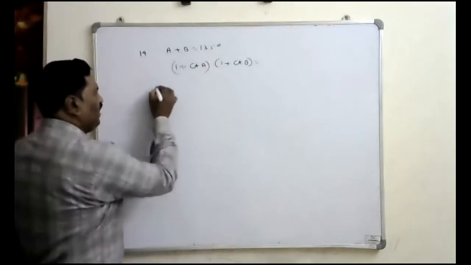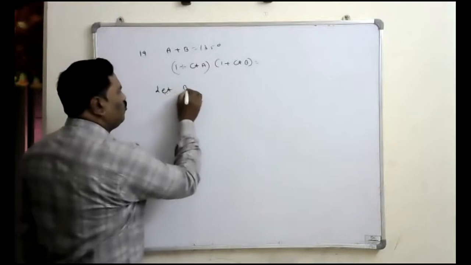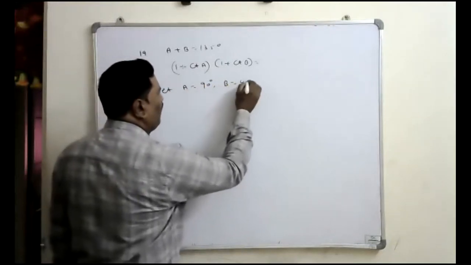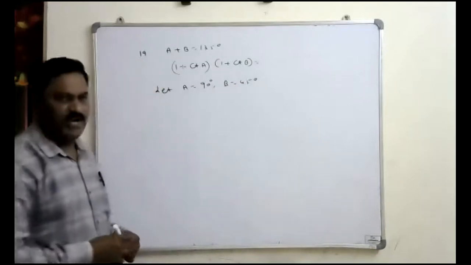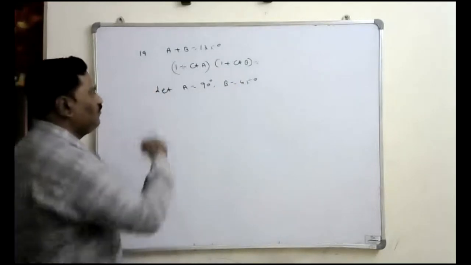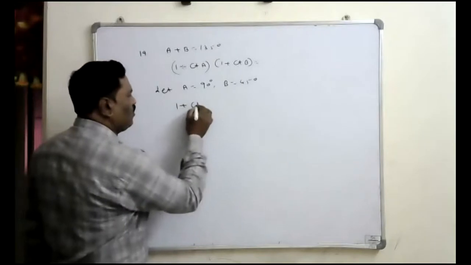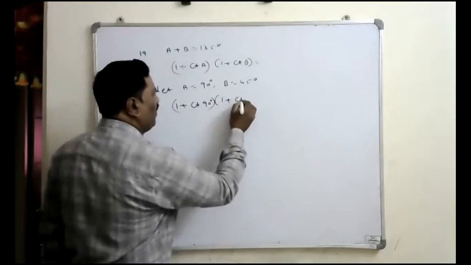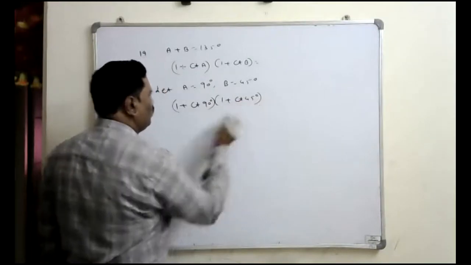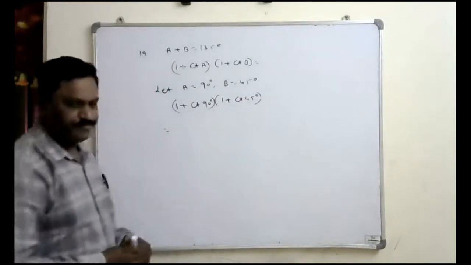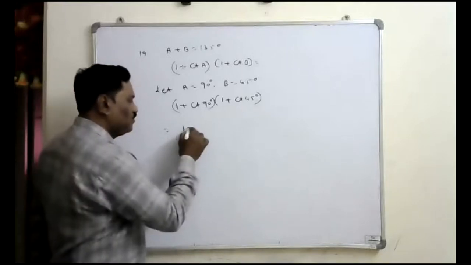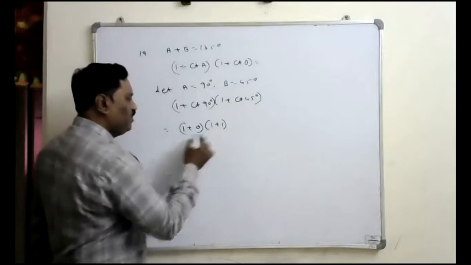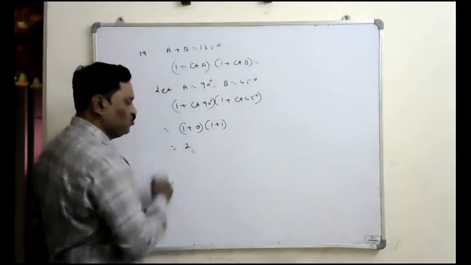Suppose I take a equal to 90 degree, b equal to 45 degree. 90 plus 45 is 135. So if you substitute there, it is 1 plus cot 90 degree into 1 plus cot 45 degree. The value of cot 90 is 0, so 1 plus 0 is 1, into 1 plus cot 45, which is 1 plus 1, that is 2. 1 into 2 is 2.